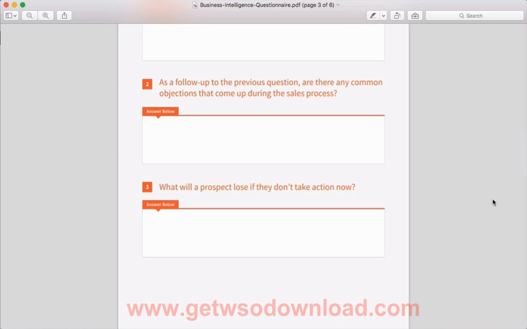Now, this is more important than what they're going to gain, and here's why. When you look at a ton of different tests and studies, you find that more people are motivated by the potential loss of something than they are by the potential gain. And there's a simple reason why.